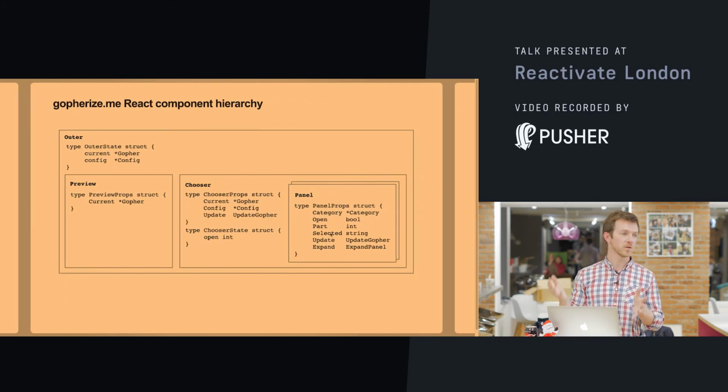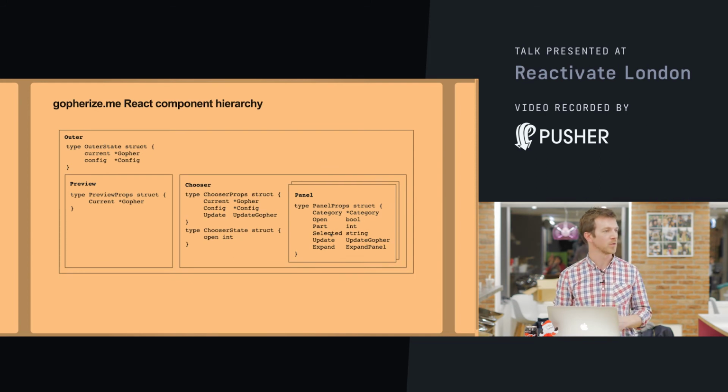Then within the chooser component, there are all those panels that you saw, and I won't go through all the details here, but you can see how the props for the panel come about in this situation.